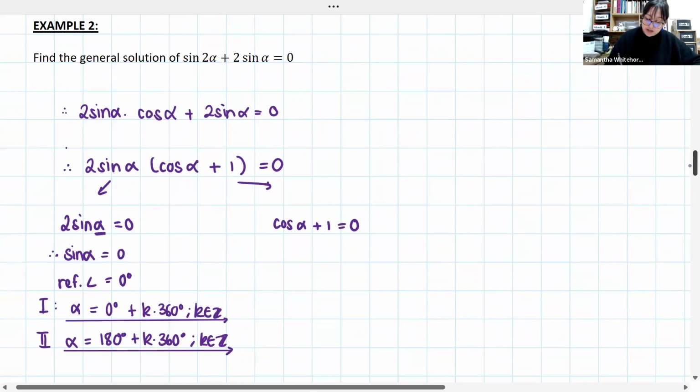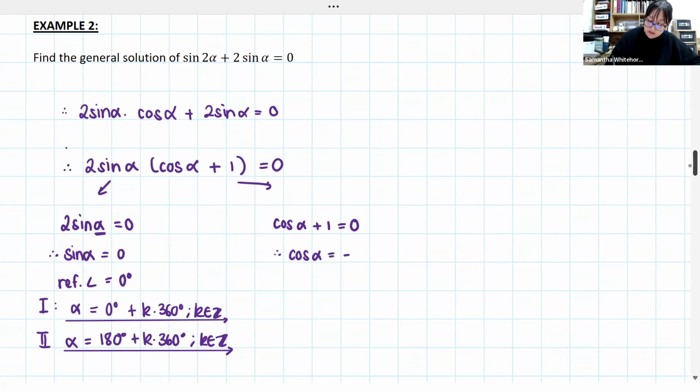For my second equation, again, remember, first step is to isolate that ratio. So cos alpha is equal to -1. We now find our reference angle by saying shift cos. Remember, you ignore the sign. So my reference angle here is 0 degrees. And then we go back to our ratio. Cos is negative in quadrants 2 and 3. In quadrant 2, we will have alpha is equal to 180 minus my reference angle, which is just 180, because 180 minus 0. 180 plus k times 360, k is an integer.